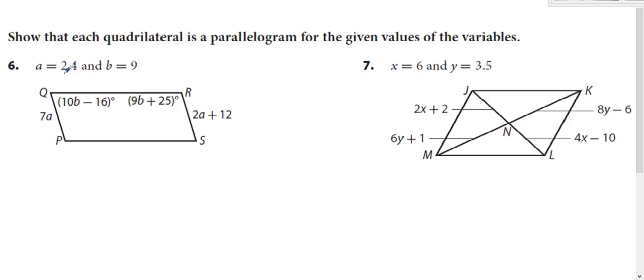So for here, if A is 2.4, 7 times 2.4 is 16.8. And then 2.4 times 2 is 4.8, plus 12 is 16.8. So those opposite sides are congruent. Now, if B is 9, that's 90 minus 16, which is 74.